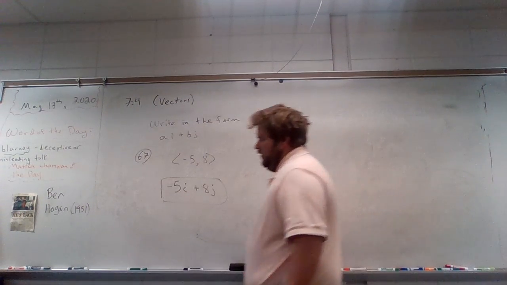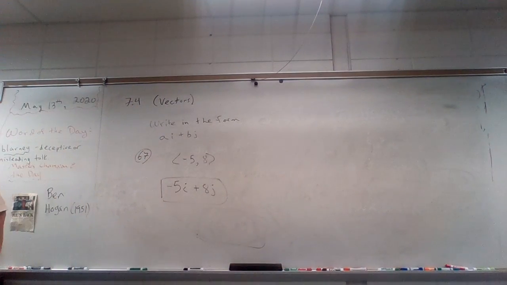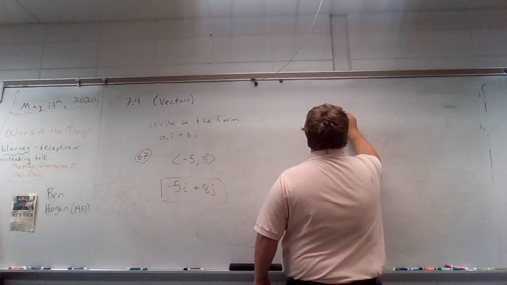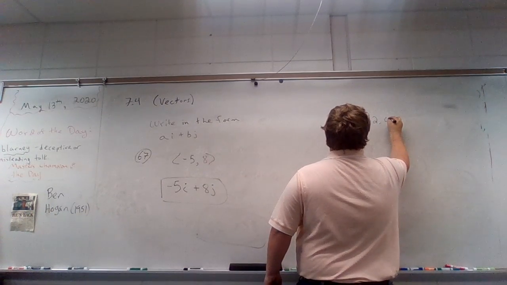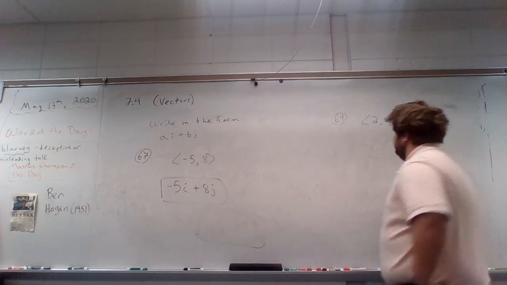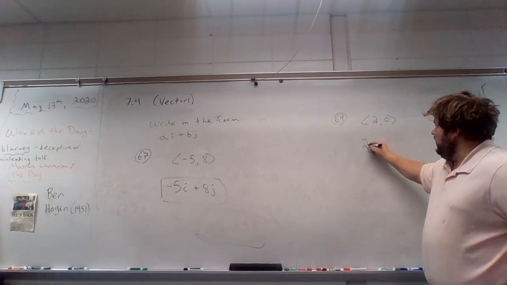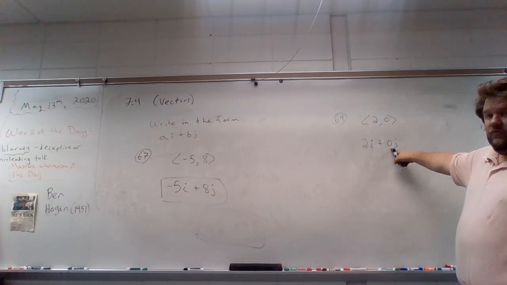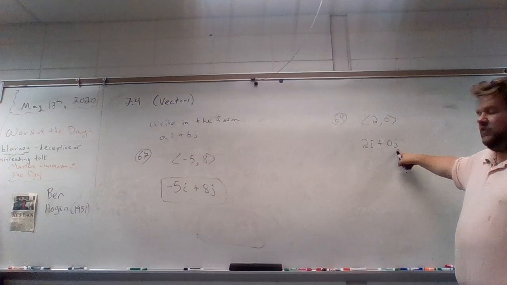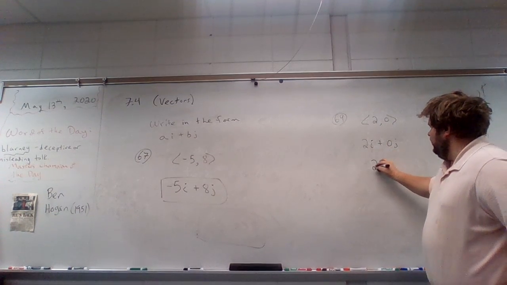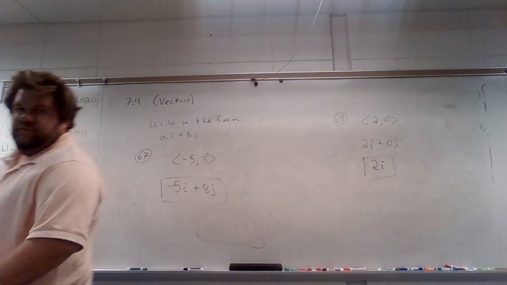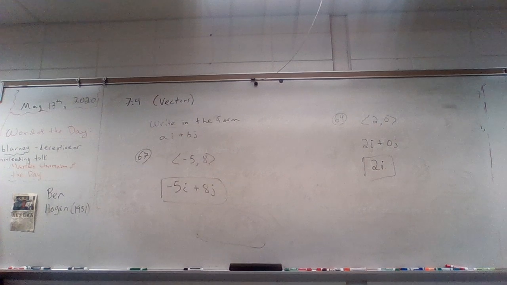All right, let's do one more just so you can see. What about if I had, say, 2, 0? Well, in this case, this one would really just be 2i plus 0j. In this case, I wouldn't really need the j vector at all. This is really just 0. So the better way to write that is just to write 2i, to write it in that form.